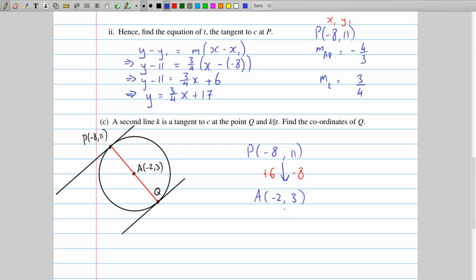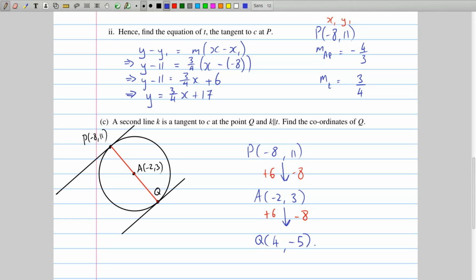To go to Q, you need to do exactly the same thing. So if you add 6 to the x, and you subtract 8 from the y, you're going to end up with a 4 and a -5. And that's all you need to do. It's just a straight up transformation geometry question.